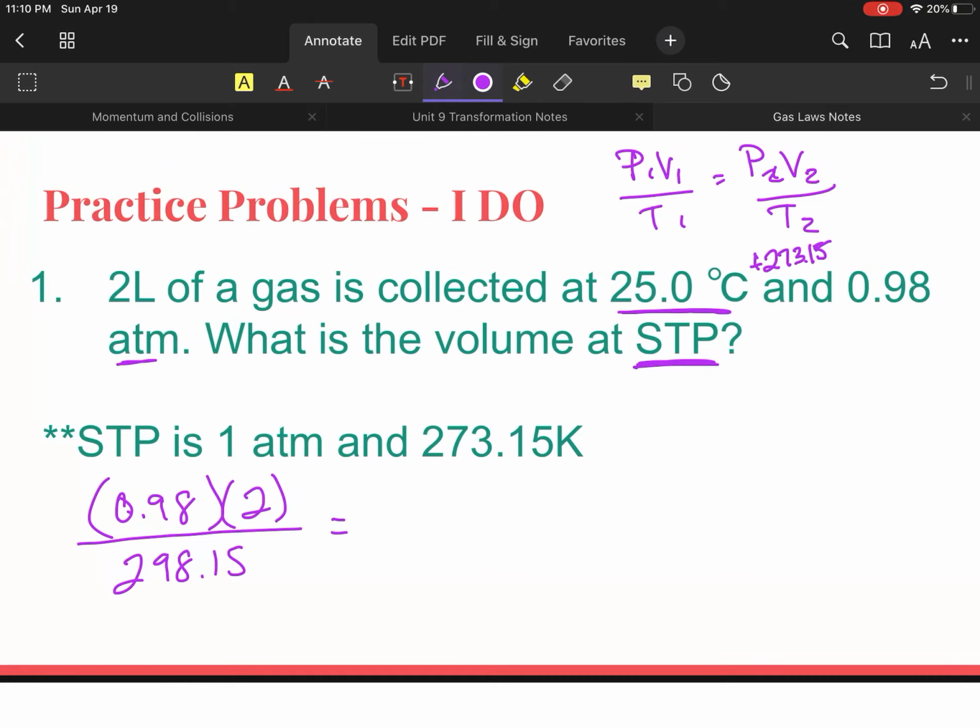What's the pressure at sea level? 1 ATM. Okay, what's the average temperature? Okay, it's about like room temperature, basically. So when I plug this in, my pressure for P2 is just a 1. My volume, that's what I'm looking for. It asks me, what is my volume? Well, I don't really know. That's going to be my variable. Then my temperature, it already gives it to me in Kelvin, so I can just plug that in.